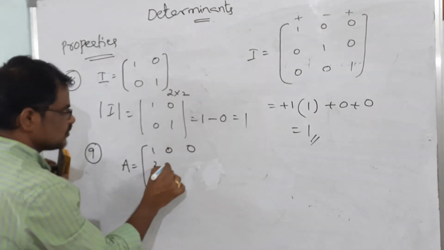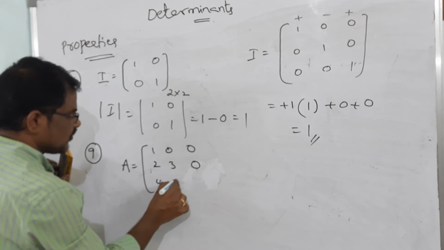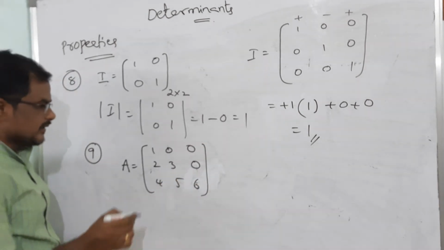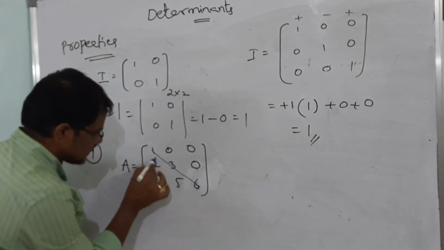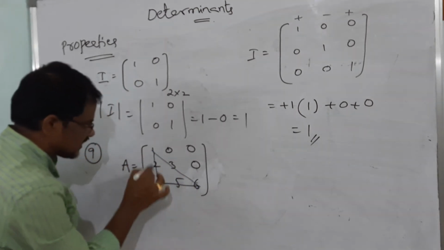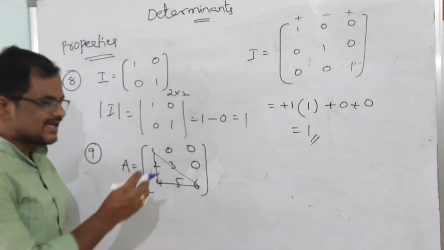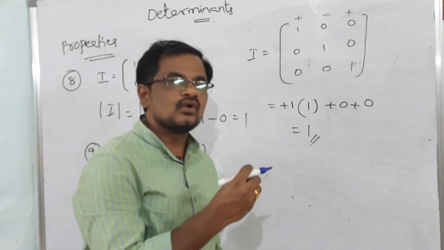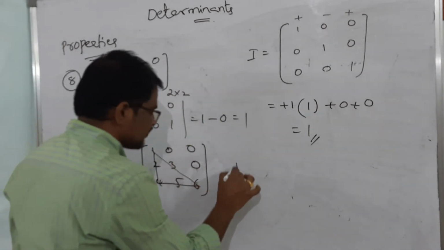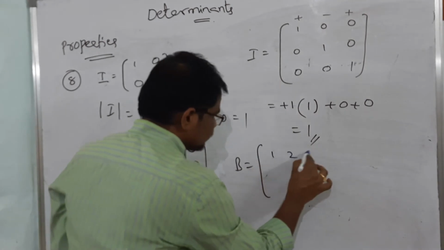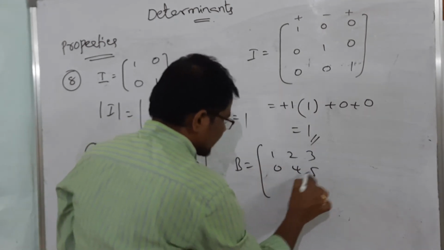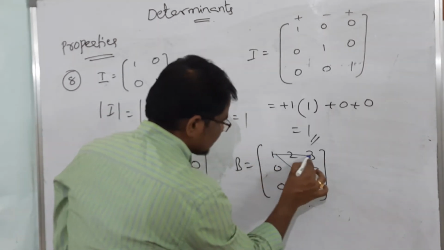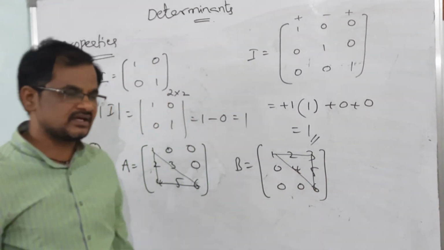The 9th one is, suppose A equals 1 0 0, 2 3 0, 4 5 6. This is a matrix. Once you observe, one triangle you are getting, so this is called the lower triangular matrix. Suppose one more matrix, that is 1 2 3, 0 4 5, 0 0 6. If you observe this one, here also one more triangle is there. This is called the upper triangular matrix.